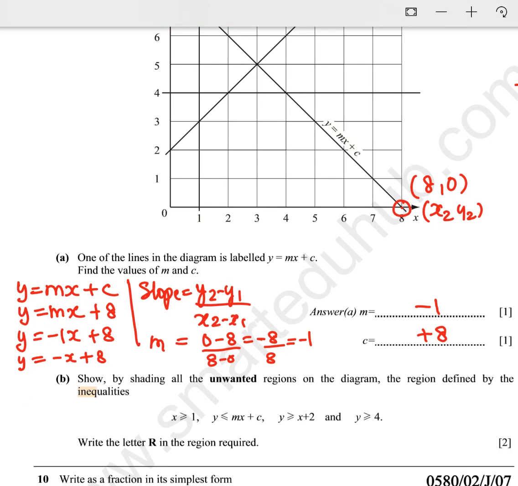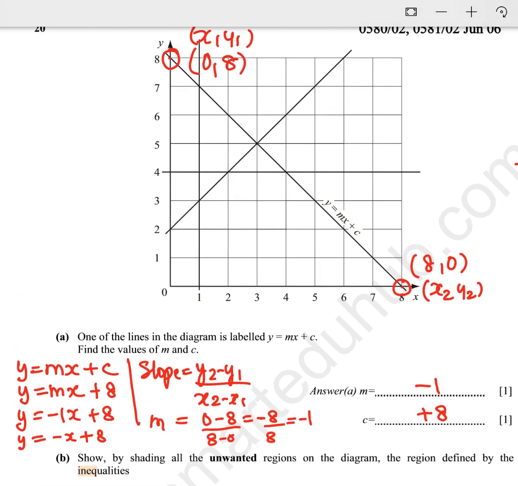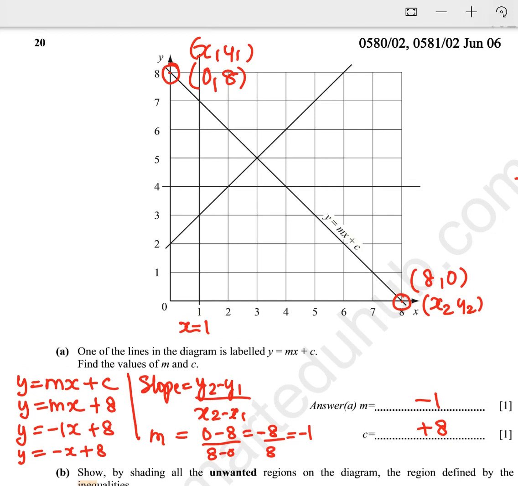And show by shading all the unwanted regions on the diagram the region defined by the inequalities. Now we need to show x is greater than or equal to 1. Remember, when it is greater than 1, you are going to shade everything that is above 1, but equal to 1 means you will also draw that line x equals 1 in bold. So they've already given us this line in bold, x equals 1. Now I'll just erase these coordinates here so that it is very clear. Fine.